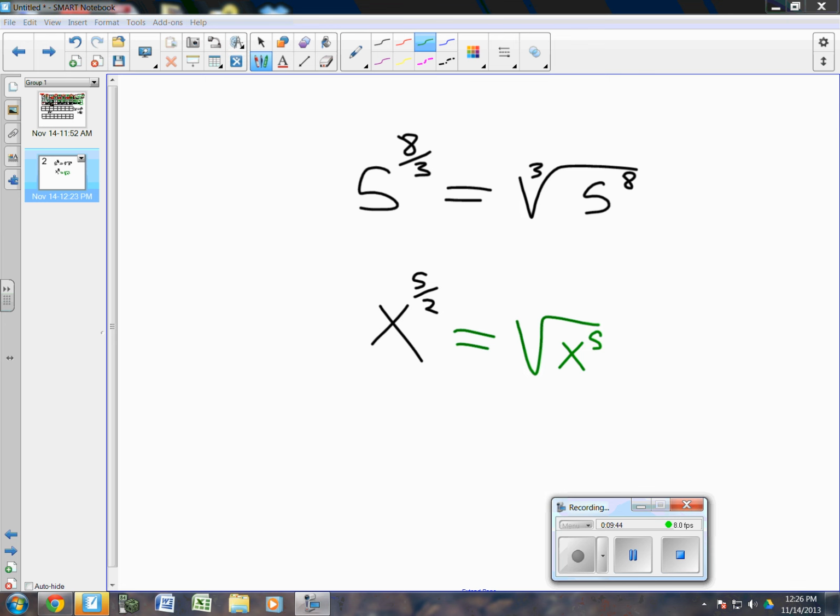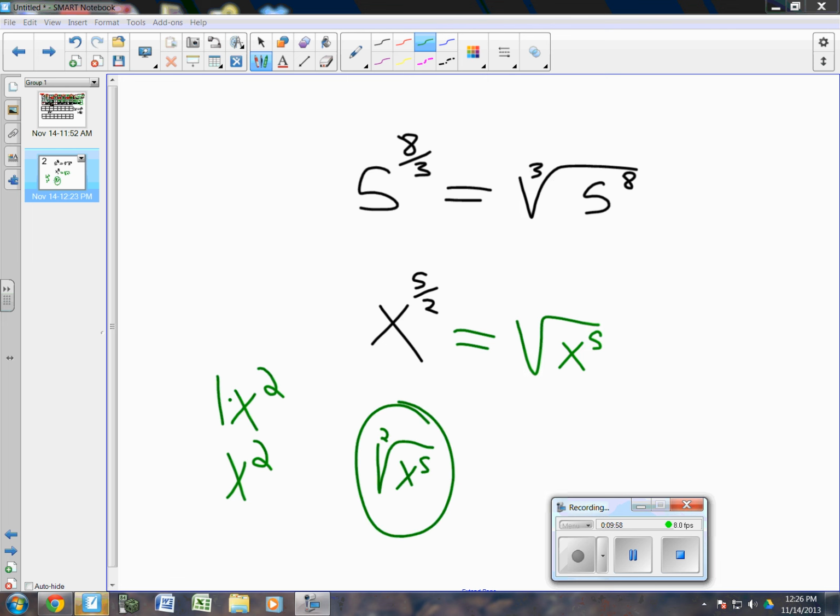Just like if I have 1x squared, do I write 1x squared? I just write x squared, right? Same idea. If it's a square root, I could write it like this, but when it's a square root, we don't put a 2 there. Okay, good. You guys understand that? Okay, so that's what we're doing. We're using those rational exponents.